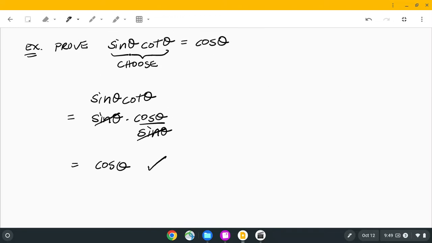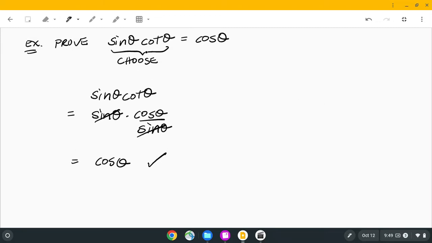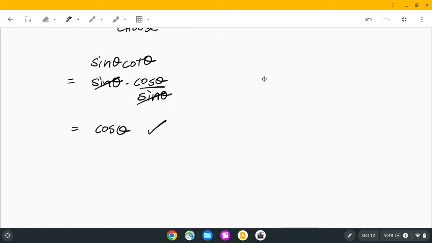You choose one of the sides to rewrite, usually the more complicated side, because if you choose the simpler side, you're going to have to somehow use the above identities to get it to look like the complex side, and that's much more difficult. It's easier to take the complex side and simplify it. Once we choose a side, we use the above identities and simplify it until it looks like the other side. Let's take a look at another example.